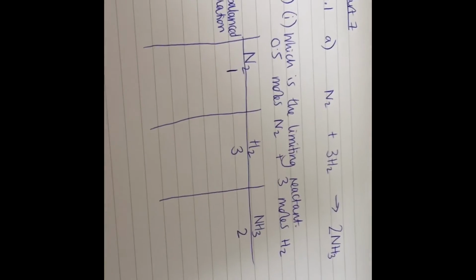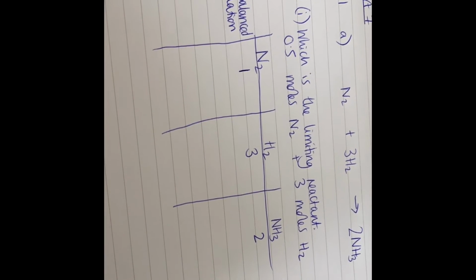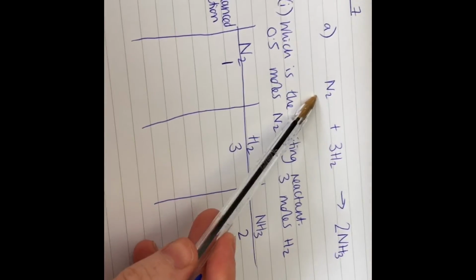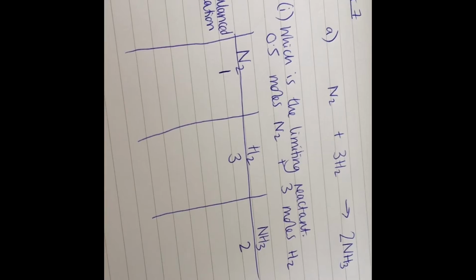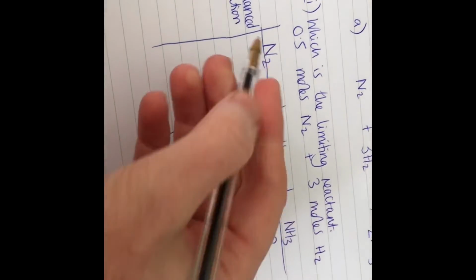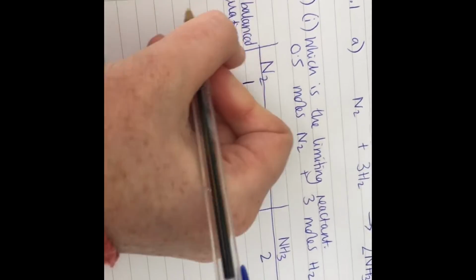Here is the question. It's saying which is the limiting reactant when you reacted half a mole of nitrogen with 3 moles of H2. So first you make a little table. That's the easiest way of doing it. And you put in the mole ratios from the balanced equation. So we've got 1 to 3 to 2. Now you just got to pick one of them and decide what you're going with. I'm going to go with the half a mole. So we're going to times it by a half.